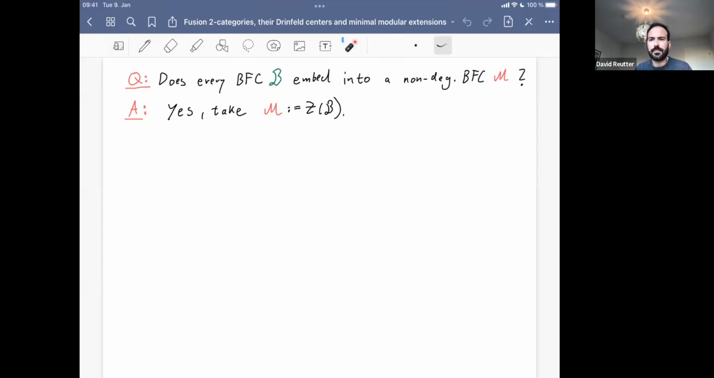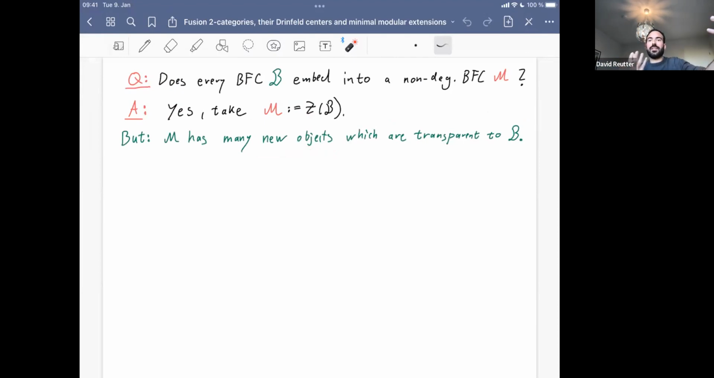the Drinfeld center. But this embedding is sort of bad. The Drinfeld center has lots and lots and lots of new objects which are transparent to B and that weren't originally in B. So somehow we have B, we know what the transparent objects in B are, but now there are sort of new objects which are transparent to B. So you can think of these new objects as something you cannot see just from the perspective of B itself. B has no way of probing these new objects.